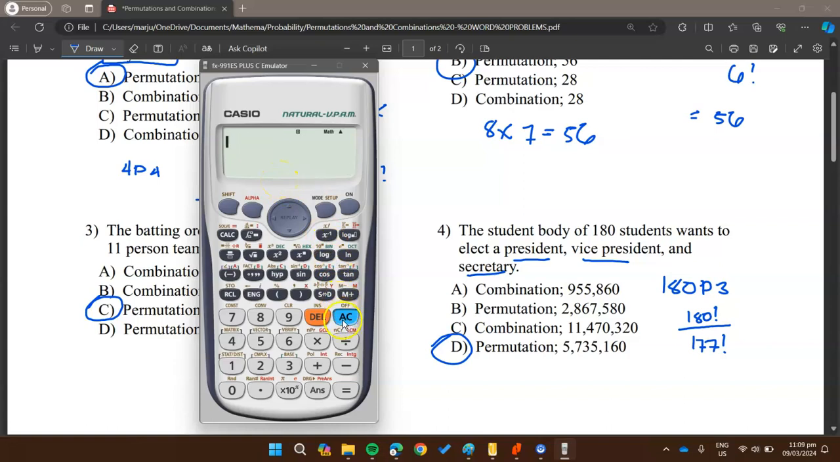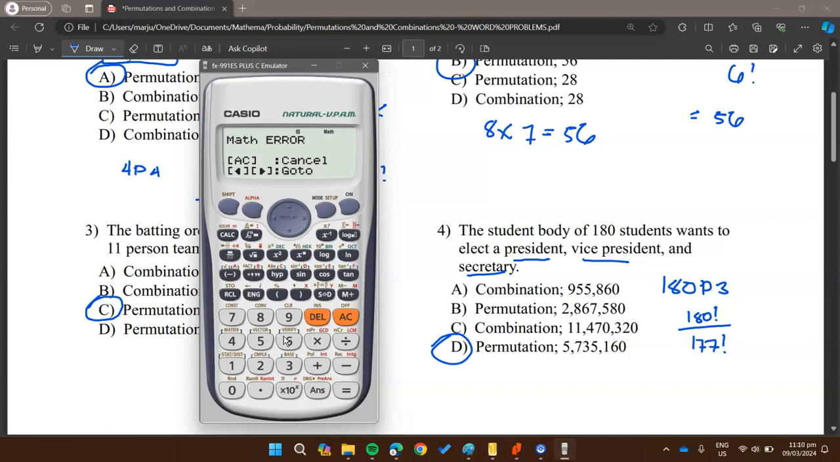Now, maybe as you solve this problem in the calculator, you will input 180 factorial, and then again over 177 factorial, and encounter this problem, math error. Now, the main reason why it is saying math error is because the number is quite big, alright?